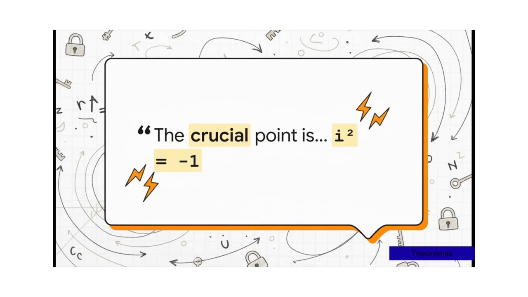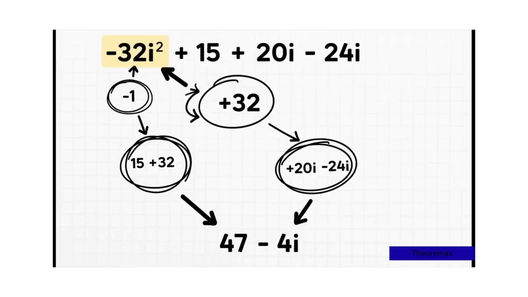And to clean it up, we need to remember the single most important rule of imaginary numbers. This is the key that unlocks the whole thing. i squared isn't just a letter, it's a number. i squared is equal to -1. Never forget that. So watch this. Since i squared is -1, our term -32i squared becomes -32 times -1, which flips it to a positive 32.